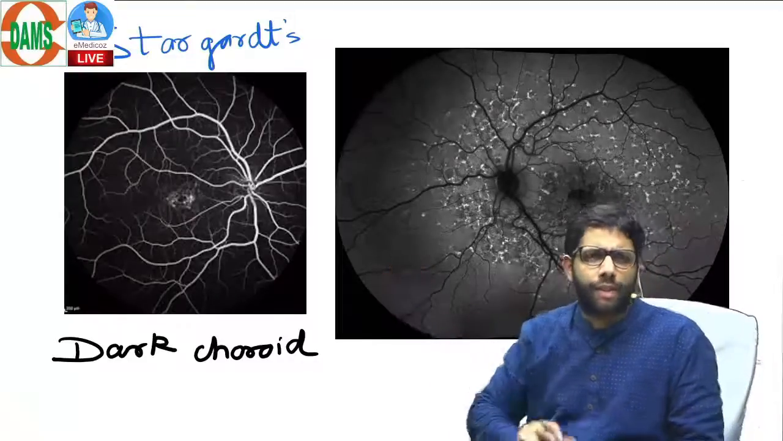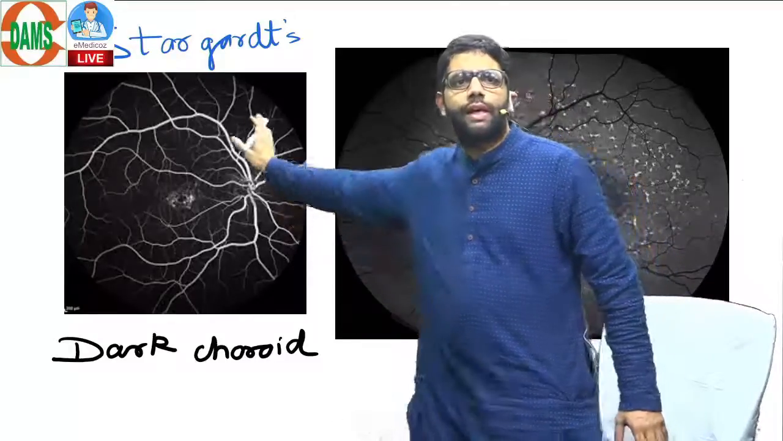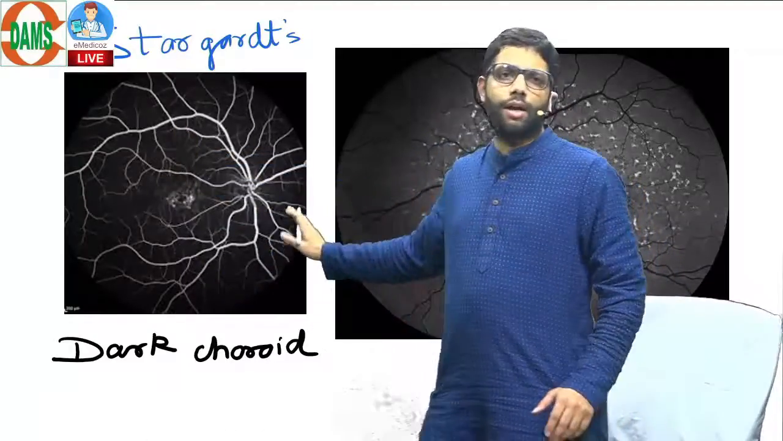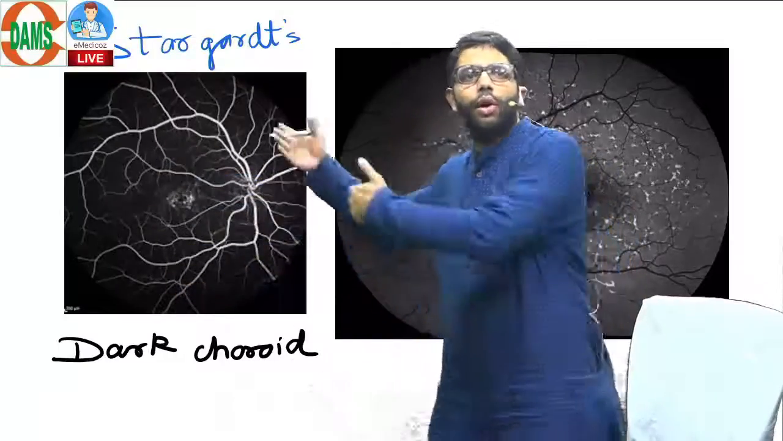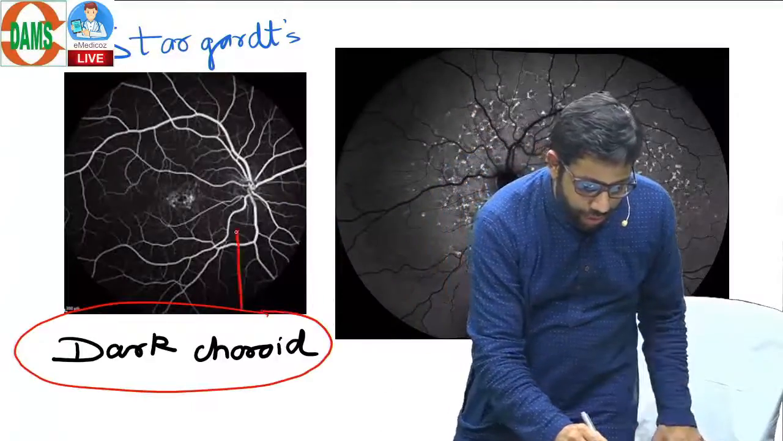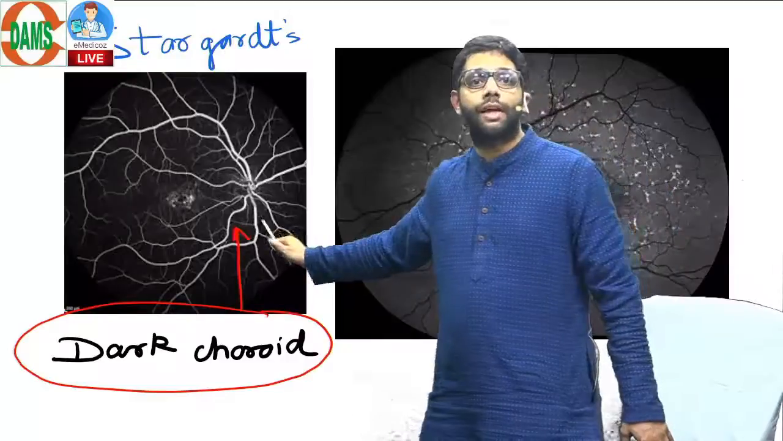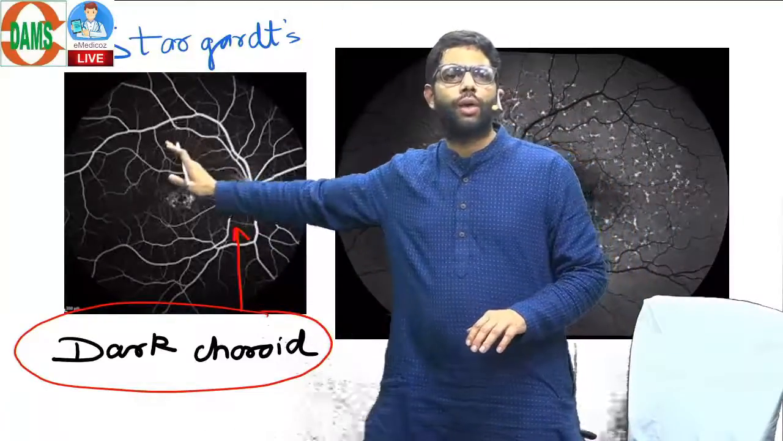Stargardt is a dystrophy of the retina. In the dystrophy of the retina, the lipofuscin covers the entire RPE layer. The last layer of the retina is covered by the lipofuscin. So everything is covered by the lipofuscin. The choroid dye is not seen. That's why on angiography, see this is angiography because vessels are white, there is a dark choroid, lipofuscin is covering the entire choroid dye.